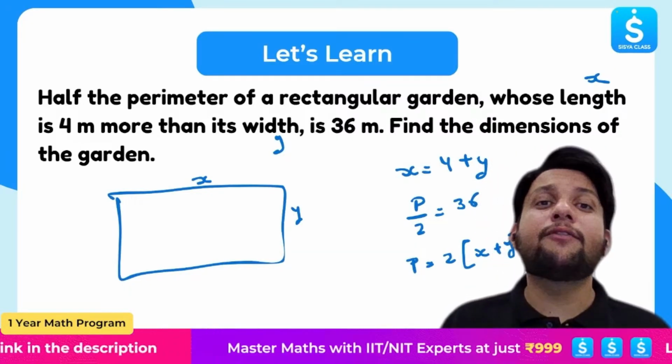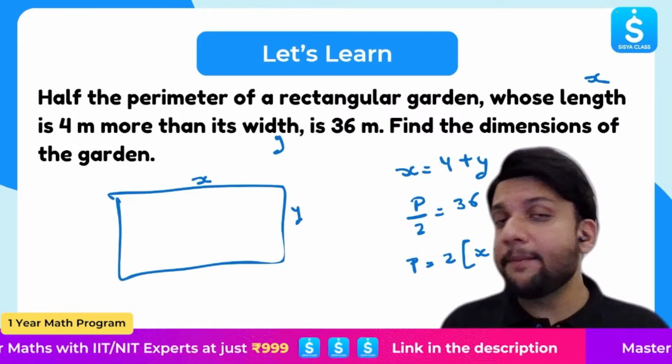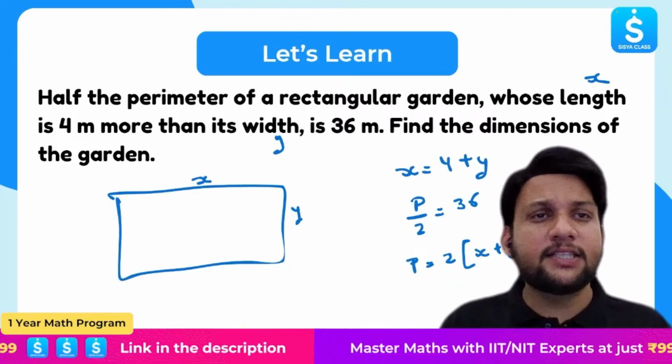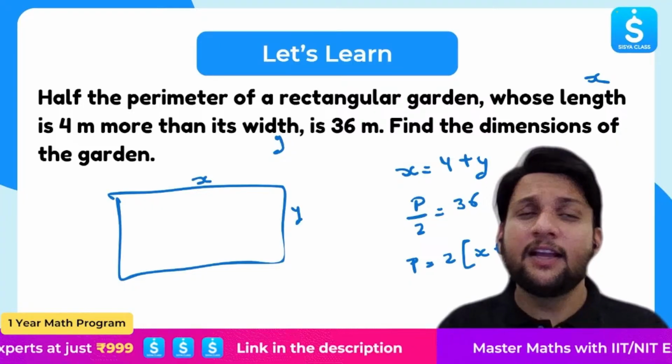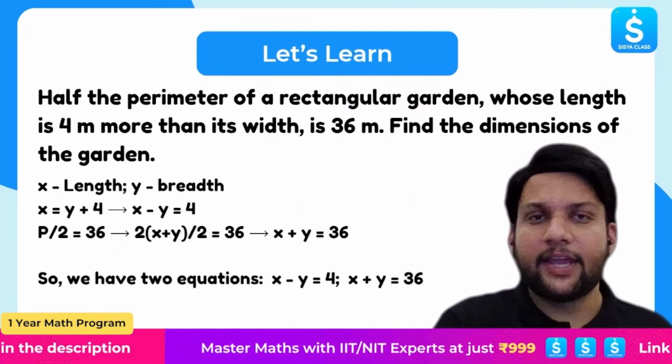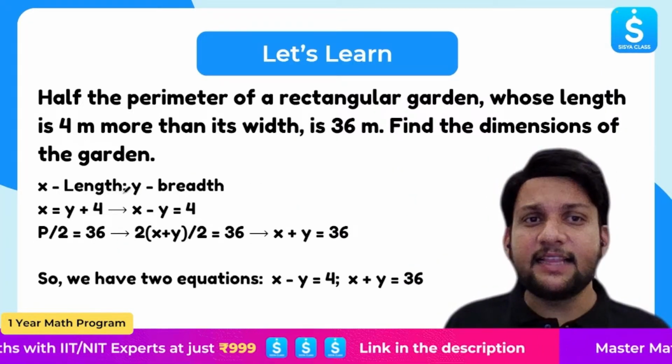Easy. What do we have to do? We have to find the dimensions of the rectangle. Dimensions mean we have to find length and breadth. And what is given in the question? Half of the perimeter is 36 and length is 4 meters more than its width. Let's try to solve it graphically. Okay. So first thing first, x is length, y is breadth.